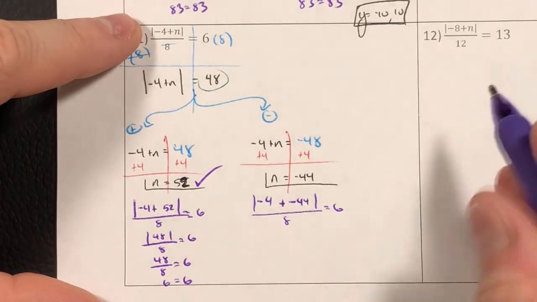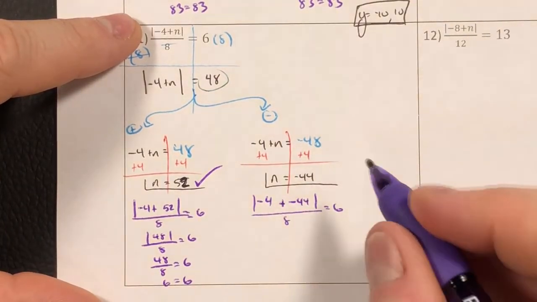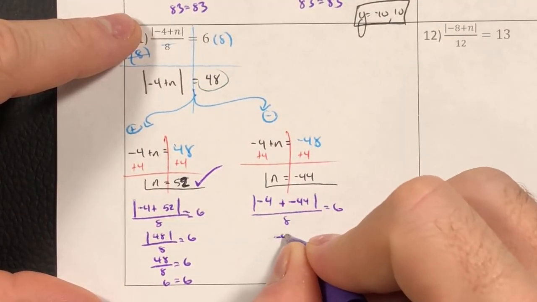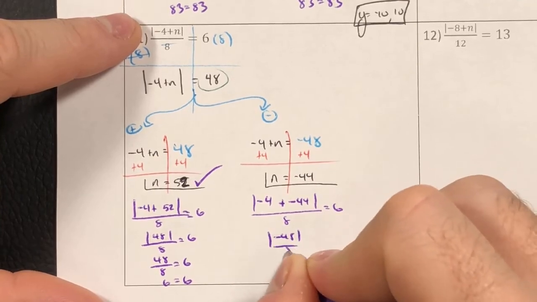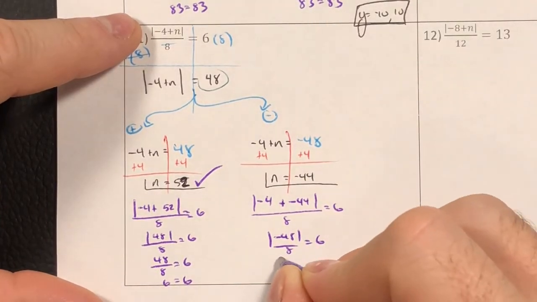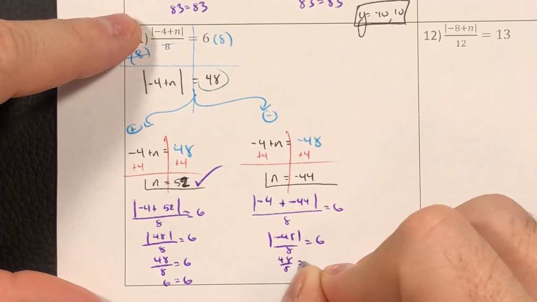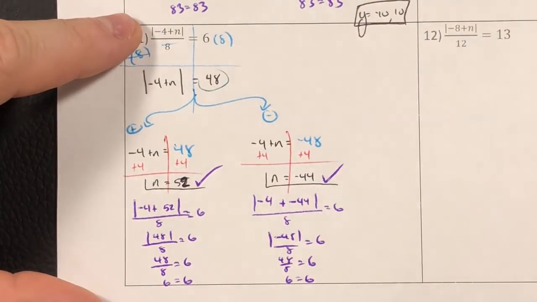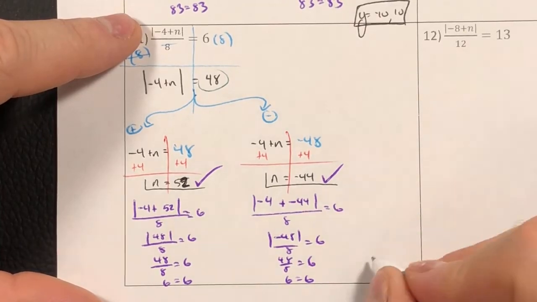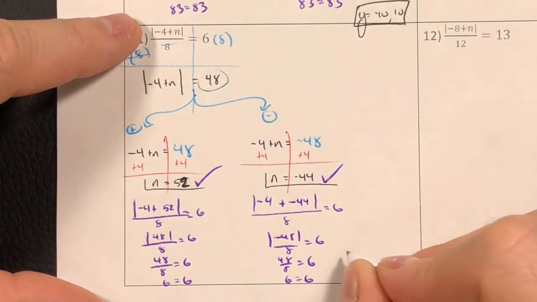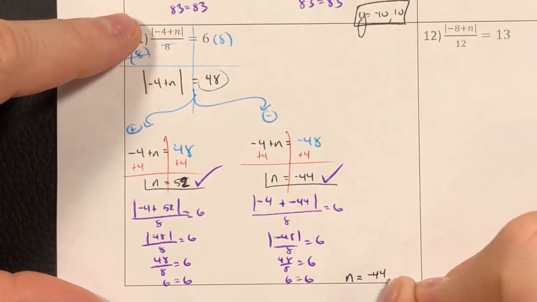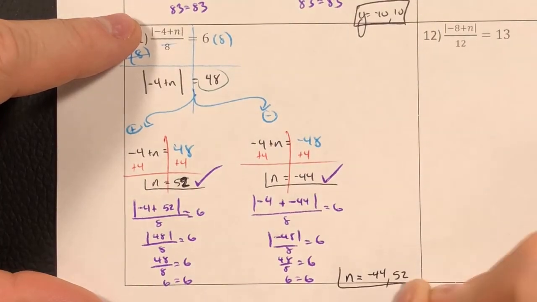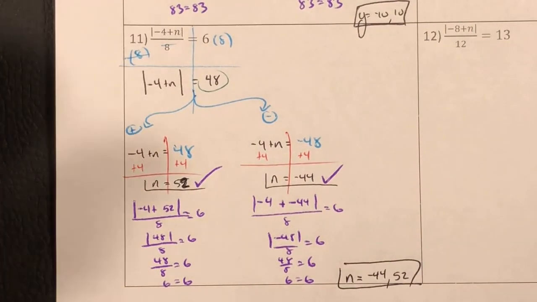That checks out. Two negatives added together make a bigger negative, so this is negative 48. Absolute value of negative 48 is 48. And 48 divided by 8 is 6. Both those answers check out. So what I get is I get an answer set of negative 44, comma 52. Boom. And there we go.